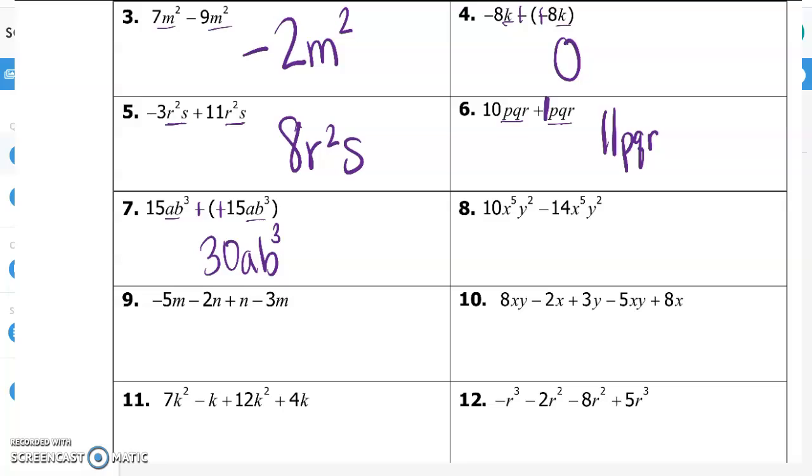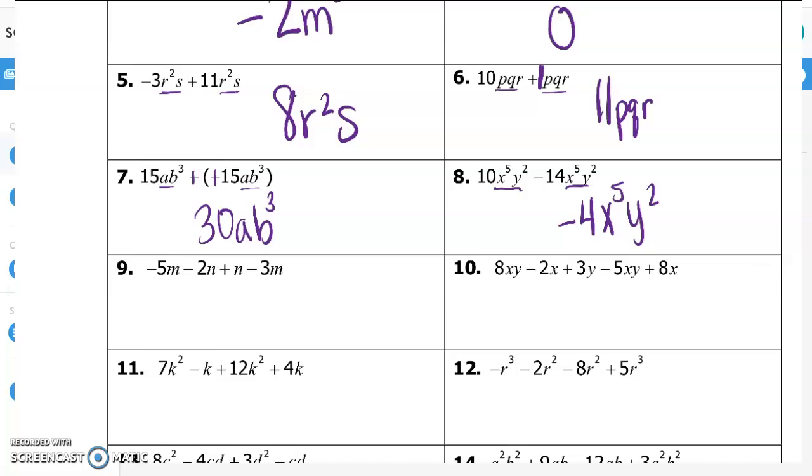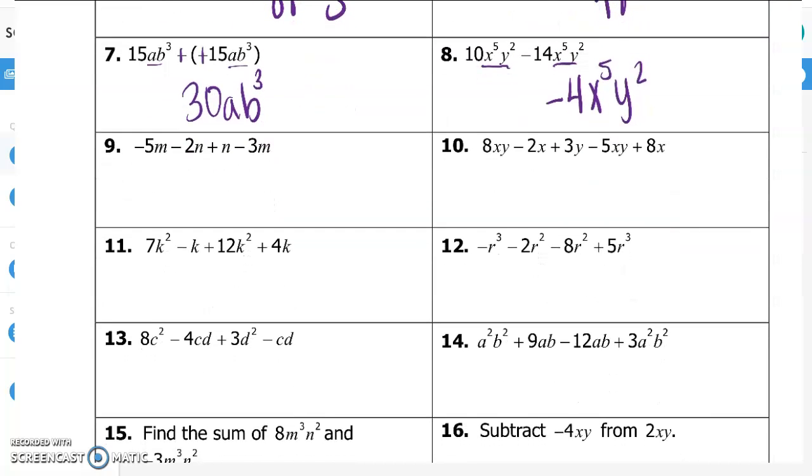Number 8, x to the 5th, y squared. Those things match. So 10 minus 14 is negative 4, x to the 5th, y squared. So those, other than having the exponents added in there, were exactly like what we did before. All right, even number 9 looks like what we've done before, where you just need to make sure you match up the correct variables together.